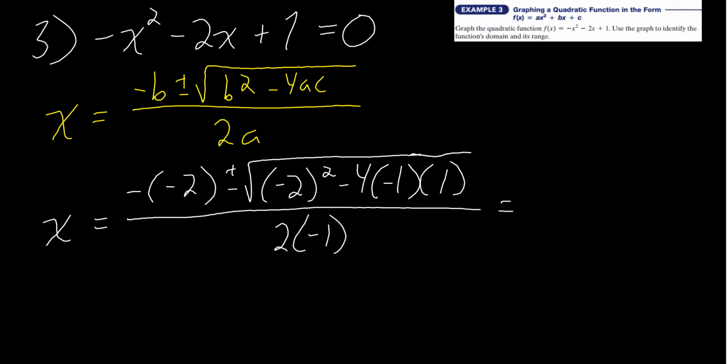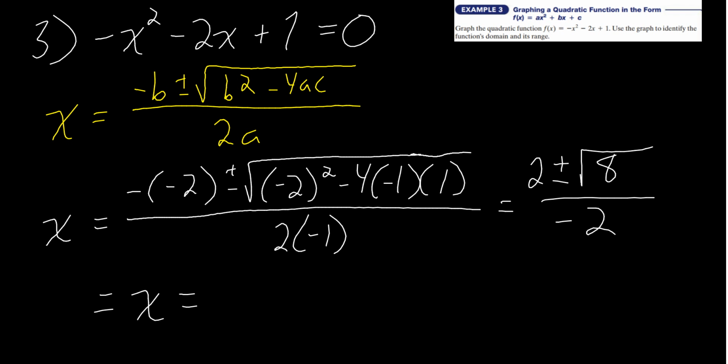Okay, so this turns into -2 is a +2, plus or minus the square root of -2 squared, which is a 4. 4 times -1 is a -4, so 4 minus a -4 is going to be 8. So 2 plus or minus square root of 8, all over -2. And if we put that into the calculator, we end up with x is approximately -2.4 and 0.4, and that's more or less an approximation, so we put squiggly equal signs. So my x-intercepts are at -2.4 and at 0.4.